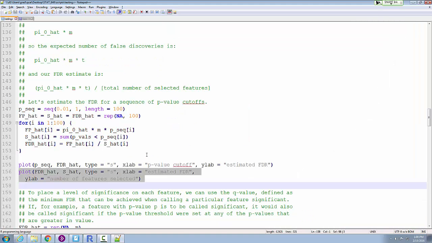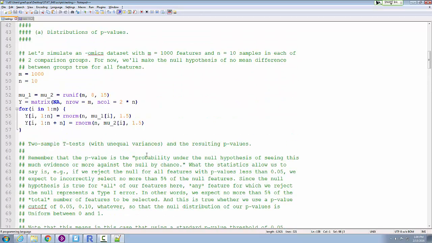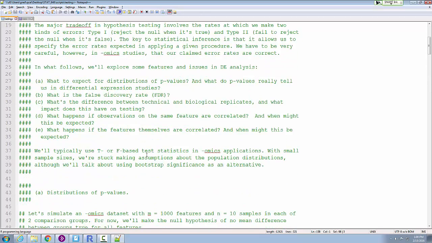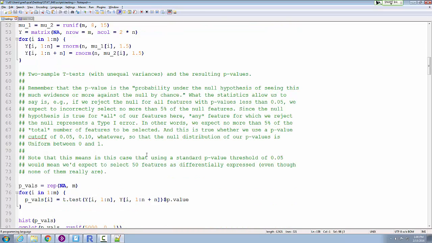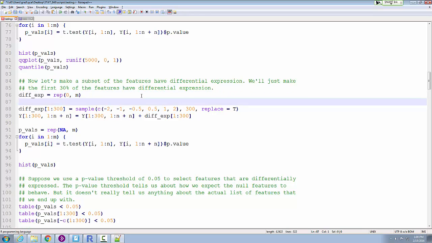If we were to change the simulation, like make it so that it's easier to see differences, let's keep the same number of differentially expressed features. We're going to keep it so that there's 3. But let's make it so that the ones that are differentially expressed are easier to see. So let's do 1 to 300 equals sample. And what's the mean difference going to be?